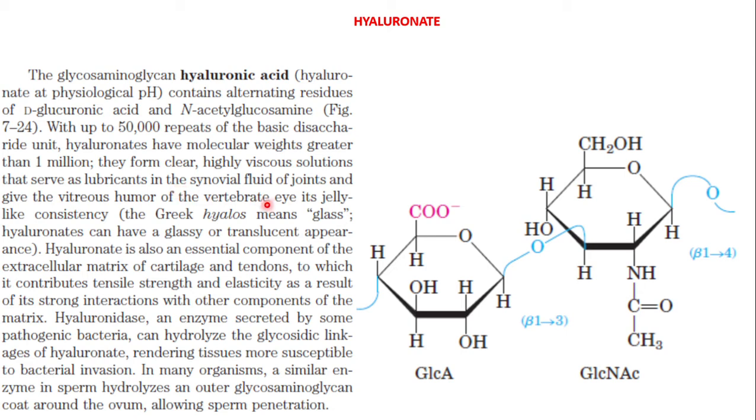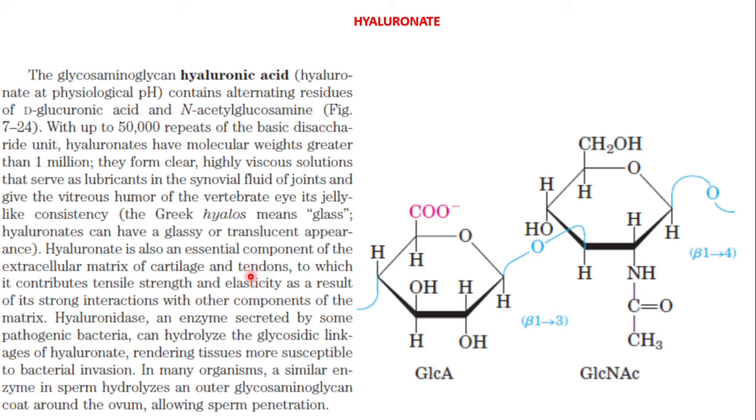Another one, in our eye, you have aqueous humor, vitreous humor, etc. In that vitreous humor, there is a very good amount of hyaluronate. And it is also present in the extracellular matrix of cartilage and tendons, providing cartilage, tendons, etc. with tensile strength and elasticity. Okay, so this is biochemically very much important.